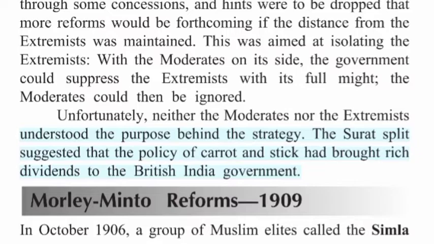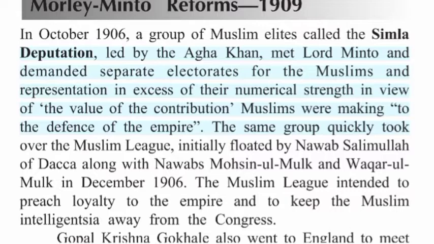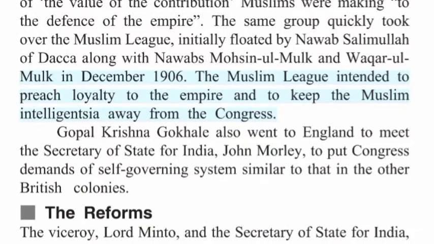Morley-Minto Reforms, 1909. In October 1906, a group of Muslim elites called the Simla Deputation, led by the Aga Khan, met Lord Minto and demanded separate electorates for the Muslims and representation in excess of their numerical strength in view of the value of the contribution Muslims were making to the defense of the empire. The same group quickly took over the Muslim League, initially floated by Nawab Salamullah of Dhaka along with Nawabs Mohsin-ul-Mulk and Wakar-ul-Mulk in December 1906. The Muslim League intended to preach loyalty to the empire and to keep the Muslim intelligentsia away from the Congress.